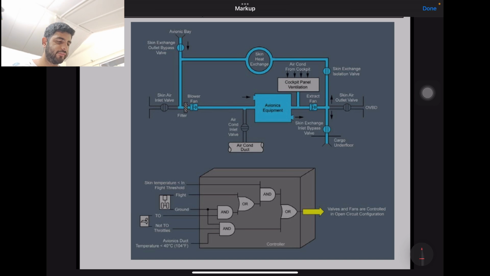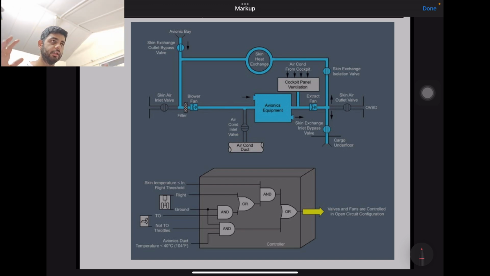So the closed circuit configuration, now think of it when you're cold, you want to cover yourself with a blanket, right? You want to keep the body heat with you, right? So again, we want to conserve this heat which this avionics equipment is making to maintain that temperature. So that's the point of the closed config. It's trying to close everything. It's trying to just use a skin heat exchange valve, and maintain the heat within the system.